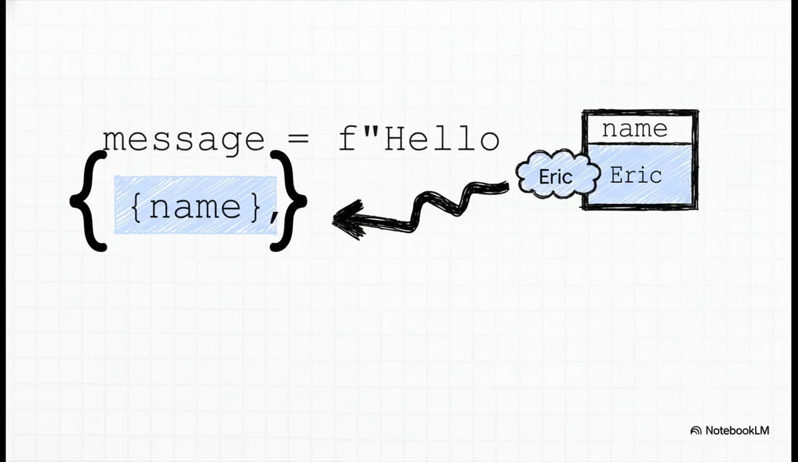Let's break this down real quick. See that F right before the quote? That basically activates F string mode. But the real magic, that's happening inside those curly braces. When Python sees name in curly braces, it doesn't just print the word name. No way. Instead, it looks inside our name box, finds Eric, and slots it perfectly into the sentence.